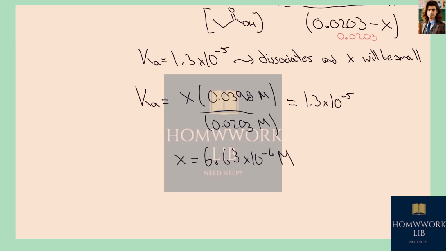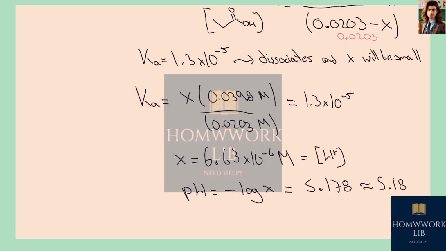Okay. So now with this result, this is equal to the concentration of H+. Thus, we can calculate the pH as minus the logarithm of that answer, right? So minus logarithm of x gives us 5.178, which is 5.18 in terms of pH. And that would be our final answer.